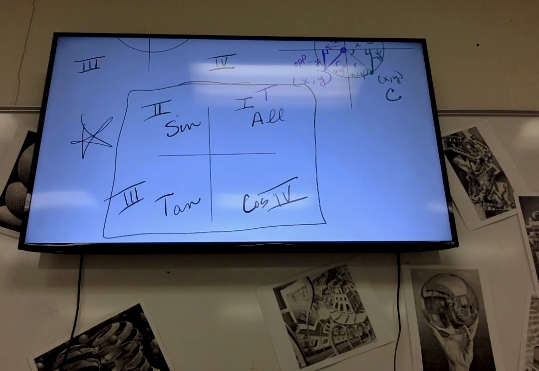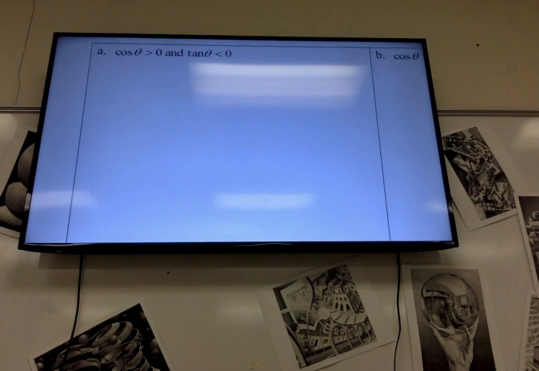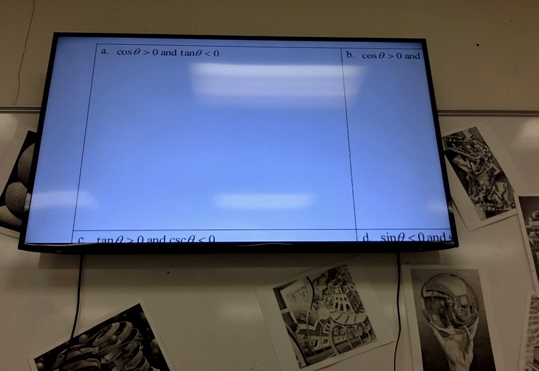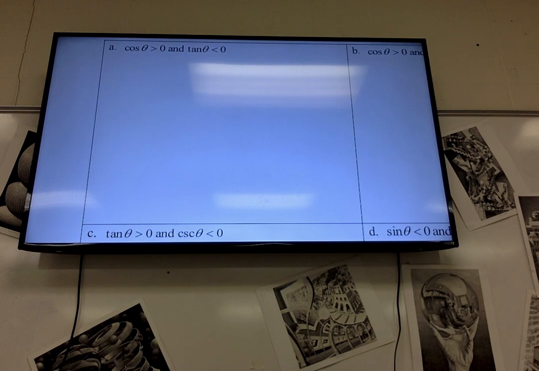So on page 572, now I think we're ready to go into this. We're going to look at A. We're just determining which quadrant or axis each angle is in, the quadrant where it terminates. So like for A, it tells us that cosine is greater than 0. So that means it's positive.